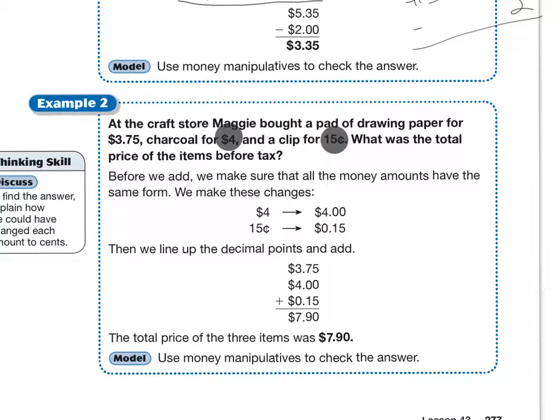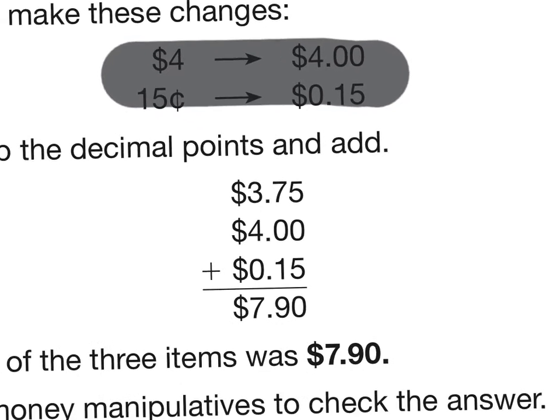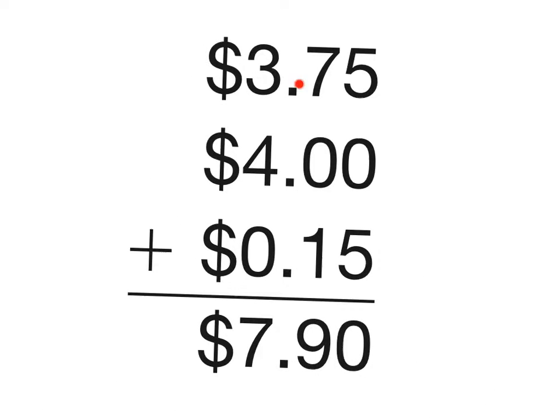From there, I'm going to highlight what they have here, because that $4 looks like $4.00, and a cent sign means that you're going to put a decimal at the beginning of the number, 0.15, $0.15. So from there, once you set that up, all you do is line up your decimals, just like we've been talking about this whole time.